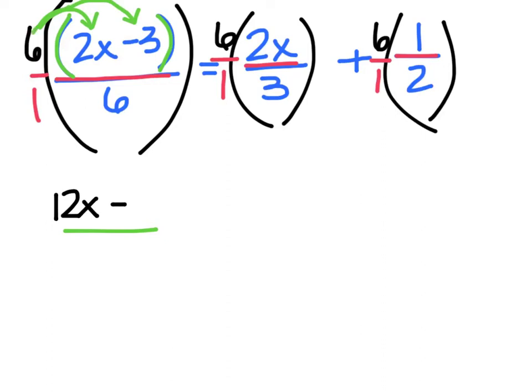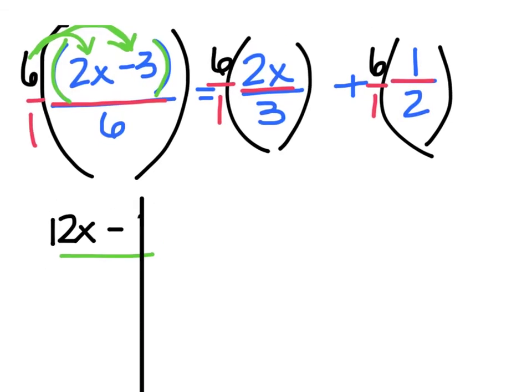And then if I do 6 times 3, that's 18. Sorry, I just kind of got mixed up there. So I'll put my 18 there. And then across the bottom, 1 times 6 is 6. Okay, I got my equal sign.